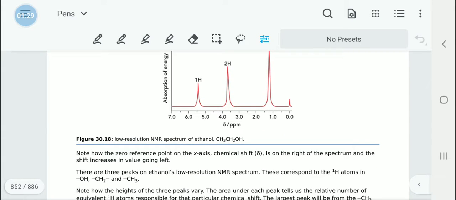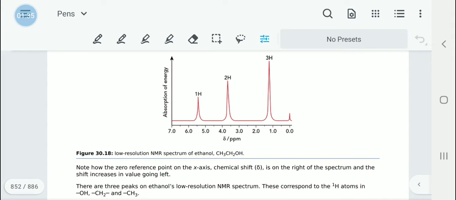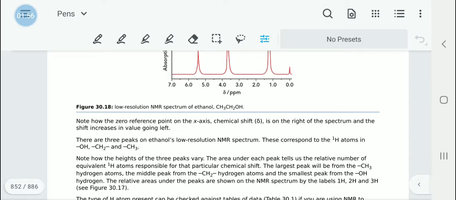The heights of the three peaks vary. Now the ratio 1H, 2H, 3H is not equivalent to the heights. 3H is not 3 times the height of 1H, right? That is clearly seen. And 2H is not 2 times the height of 1H. So that relationship is something that you must understand.